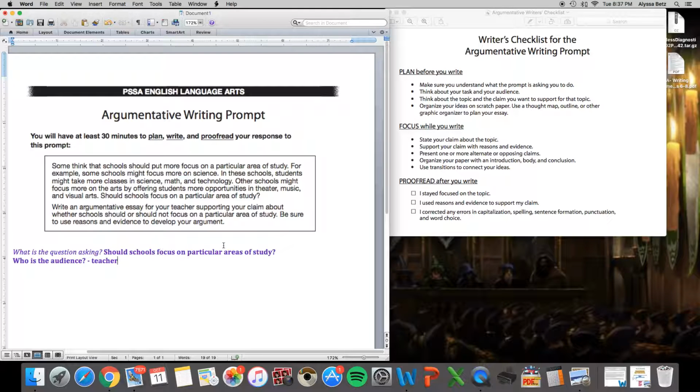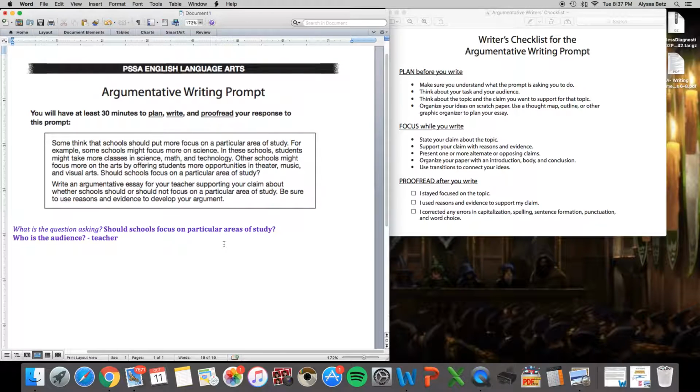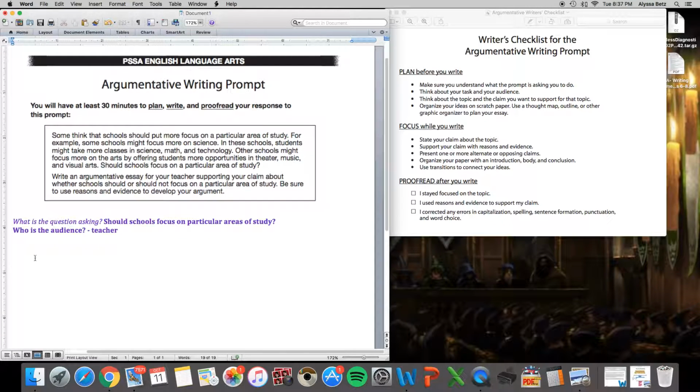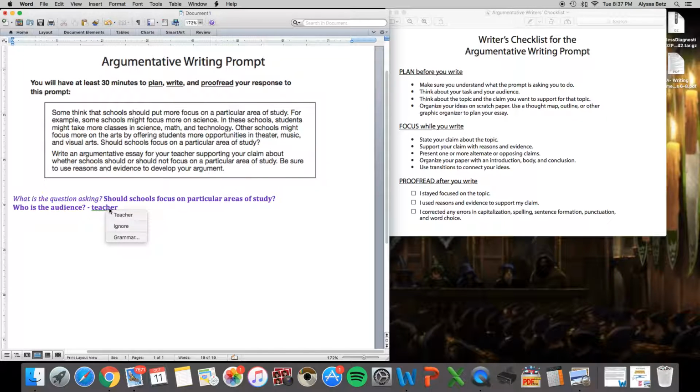Why is it important for us to think about the audience? Well, if you're writing a letter to your teacher, you're going to have a different tone. You're going to use different words than you would if you were writing a letter to a friend or to your parent. For example, you wouldn't use words like "yeah" or "dude" or "awesome" if you're talking to a teacher in a formal writing piece, where you would if you were talking to a friend. So this is definitely going to stay in the argumentative, academic writing tone.